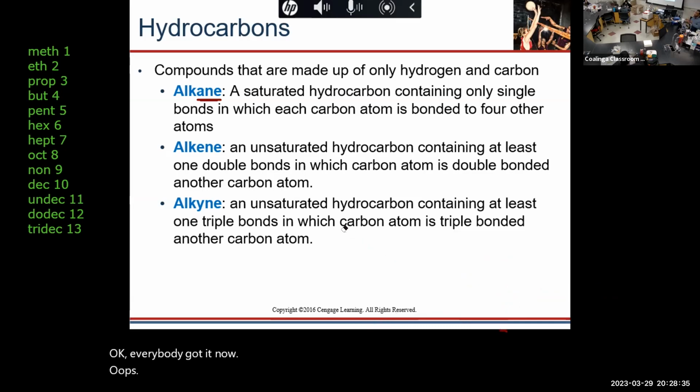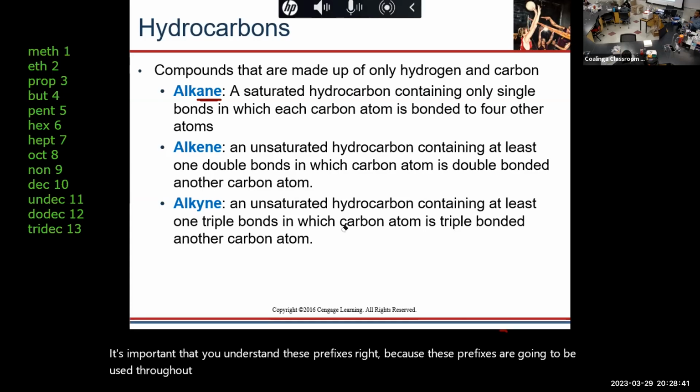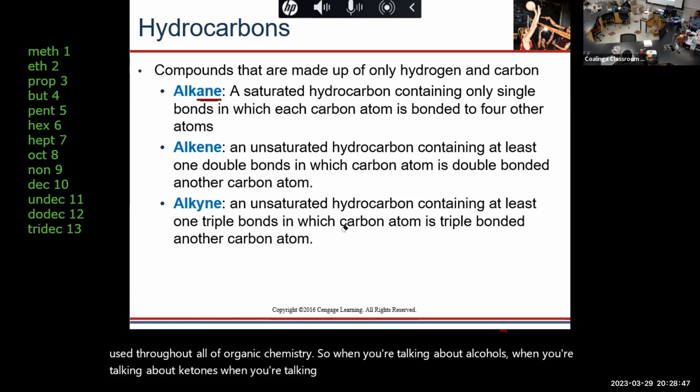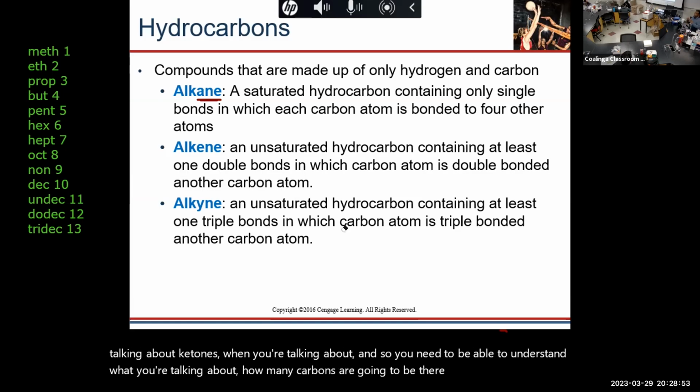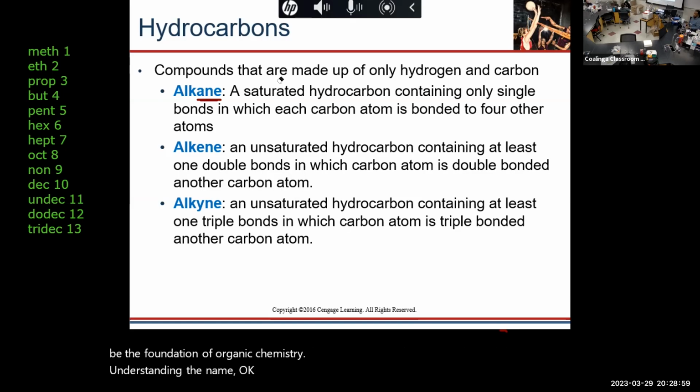Now, it's important that you understand these prefixes, right? Because these prefixes are going to be used throughout all of organic chemistry. So when you're talking about alcohols, when you're talking about ketones, you need to be able to understand how many carbons are going to be there, right? And this is going to be the foundation of organic chemistry, understanding the name. Okay, so pay attention.